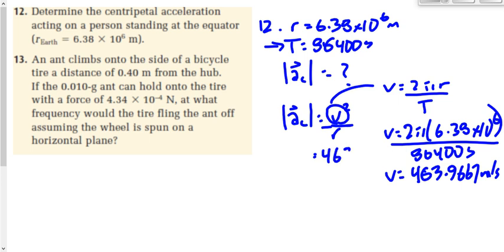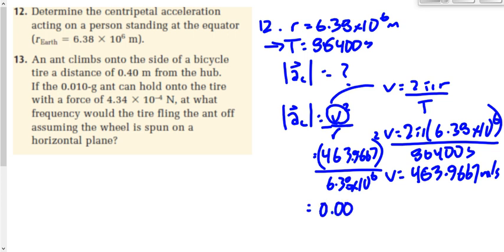Let's sub that in now: 463.9667. Square it, divide it by r. And I think that works out to be a really small number, 0.03 or something like that. Keep going. Did you write it down? Meters per second squared. Now, this is the acceleration that we need in order to stay on the Earth.